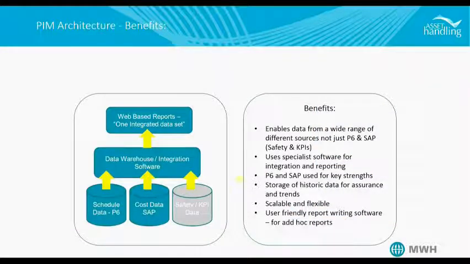So with our integrated PIM architecture, you see that we've got schedule data coming from typically P6, SAP data with all the cost, forecast, actuals, and then safety KPI data coming from other systems. We then build all that into our data warehouse, we'll integrate all that data together, and then we've got two reporting platforms. One is a web-based interface where we can add commentary, review data, drill into the individual projects, and then we've got a reporting suite as well, which we'll show you during the demo.